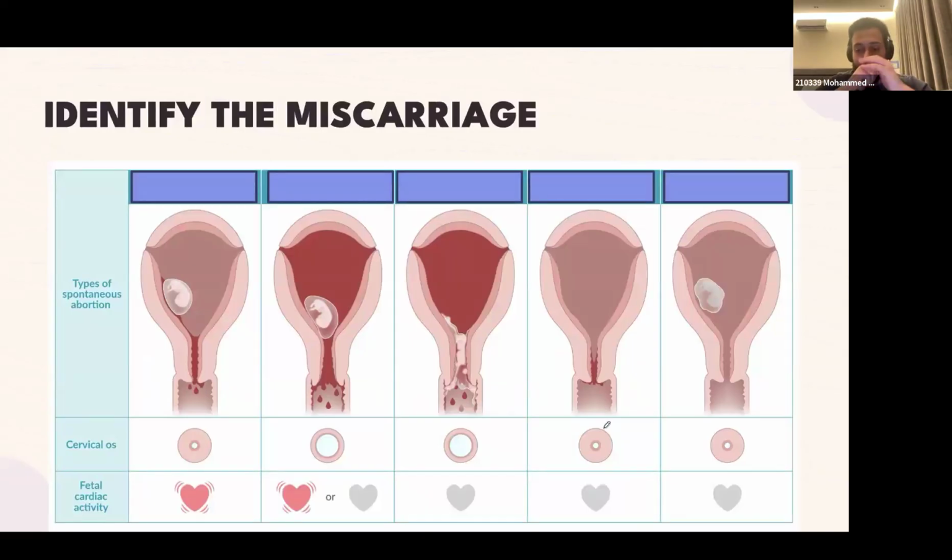Now, very important thing to remember is miscarriages. Now, it's important to remember when miscarriages happen is the number 20. If it's below 20th week, this is what we call miscarriage or abortion. Now you need to know the types of miscarriages. This is very important. Now, the first patient over here has a closed cervix. Fetal cardiac activity is high, but they have a bit of bleeding. What type of abortion is this?